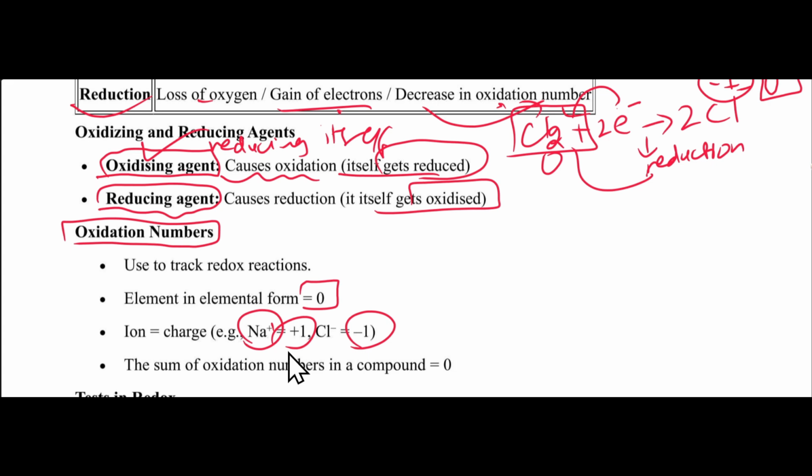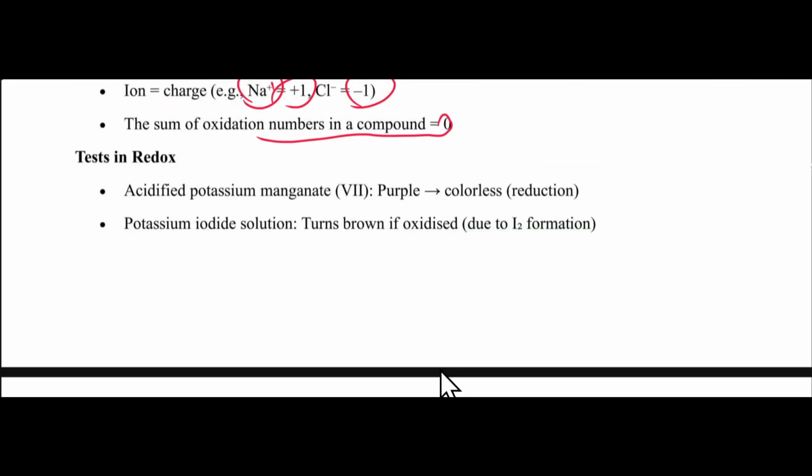Okay, and the sum of the oxidation numbers in a compound is always zero. So compounds also have the oxidation state zero. These are the main things you have to remember when you are doing redox reactions, or when you want to calculate the oxidation number. Okay, how to test for a redox reaction? If you want to test for a redox reaction, mostly it's asked in the exam.